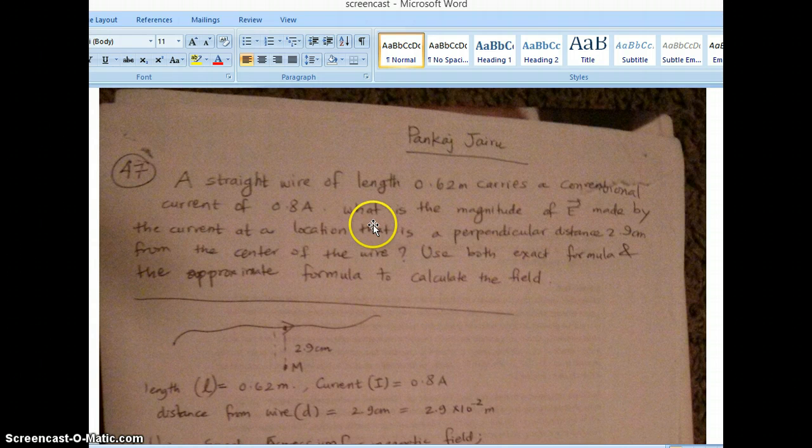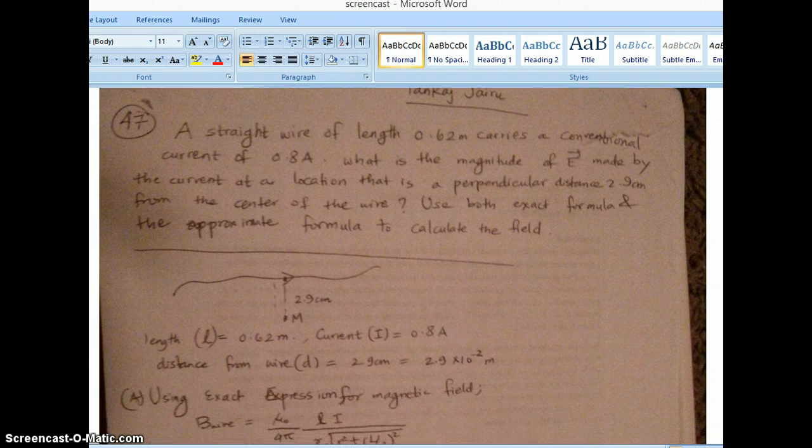So I have this question which reads: a straight wire of length 0.62 meters carries a conventional current of 0.8 amperes. What is the magnitude of electric field made by the current at a location that is a perpendicular distance 2.9 centimeters from the center of the wire? Use both exact formula and the approximate formula to calculate the field.